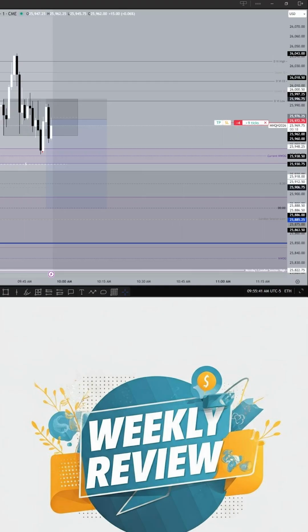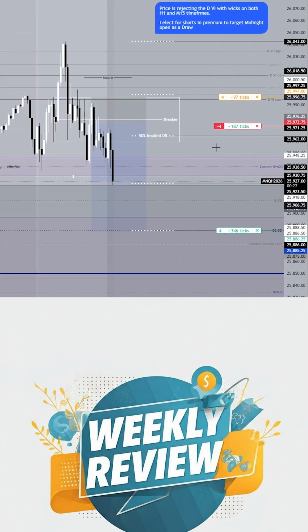Price trades down, closes below the bearish breaker and retraces up into its consequent encroachment. That's why I'm getting short. My protection as a stop loss is above its high, and this is how the trade played out.